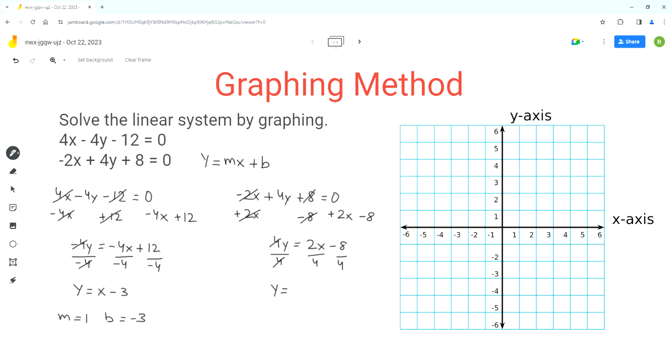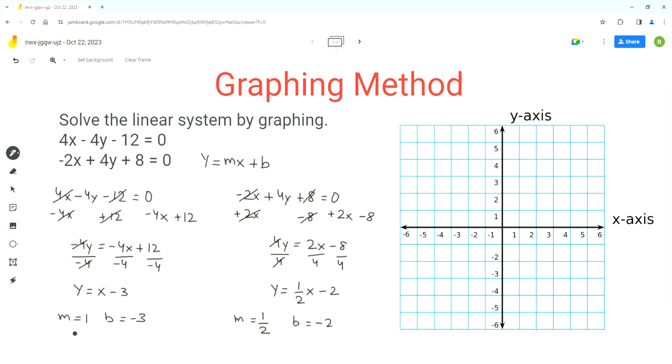So now we can reduce the fraction 2 over 4 to 1 over 2x and we can divide 8 by 4, which is equal to 2. So this is the second equation in slope-intercept form. So the slope of this line is 1 over 2, the coefficient of the x term, and the y-intercept is negative 2. So now we can graph these two lines.